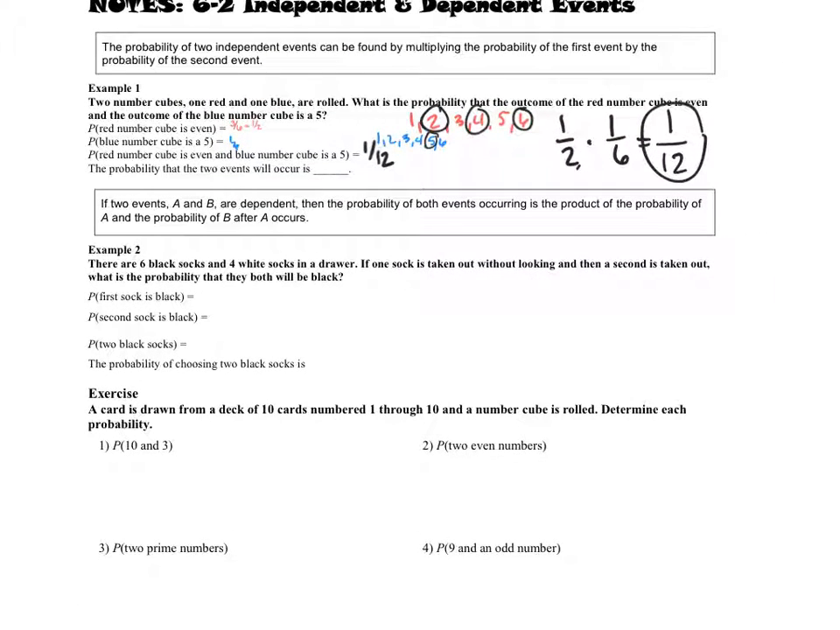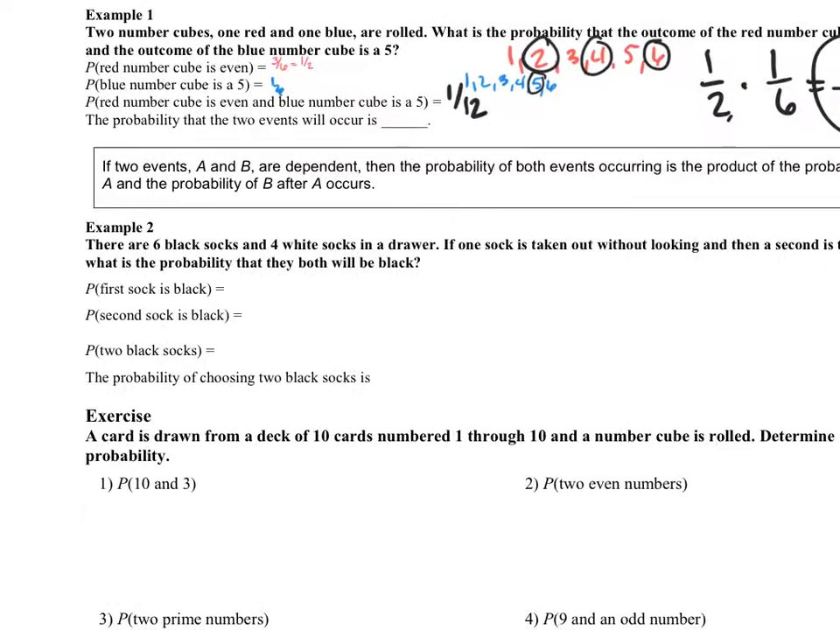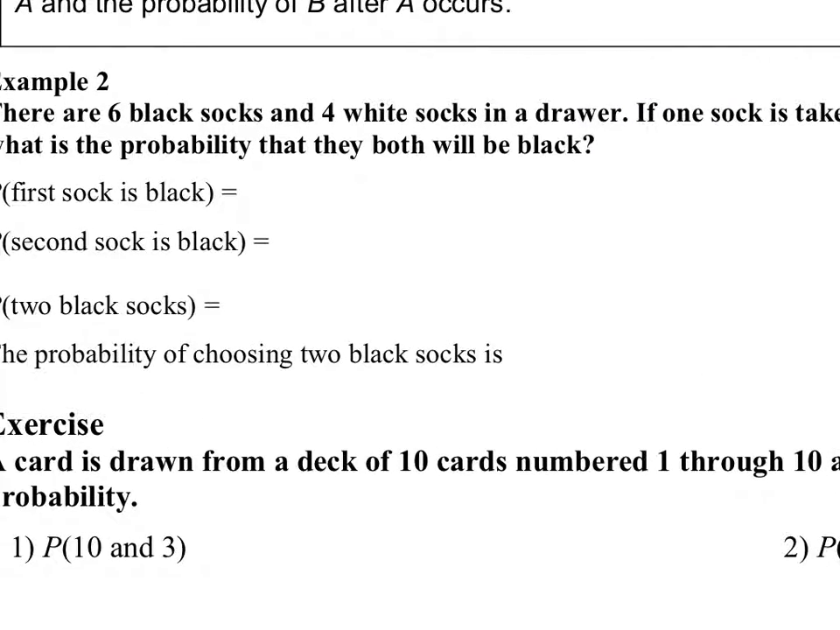So let's look at this next example. Read example 2 for me. There are 6 black socks and 4 white socks in a drawer. If one sock is taken out without looking, and then a second is taken out, what is the probability that they both will be black? Okay, so let's look at the first one. What's the probability the first sock is black? There's 6 out of how many total? 10. Okay, 6 out of 10, which reduces.